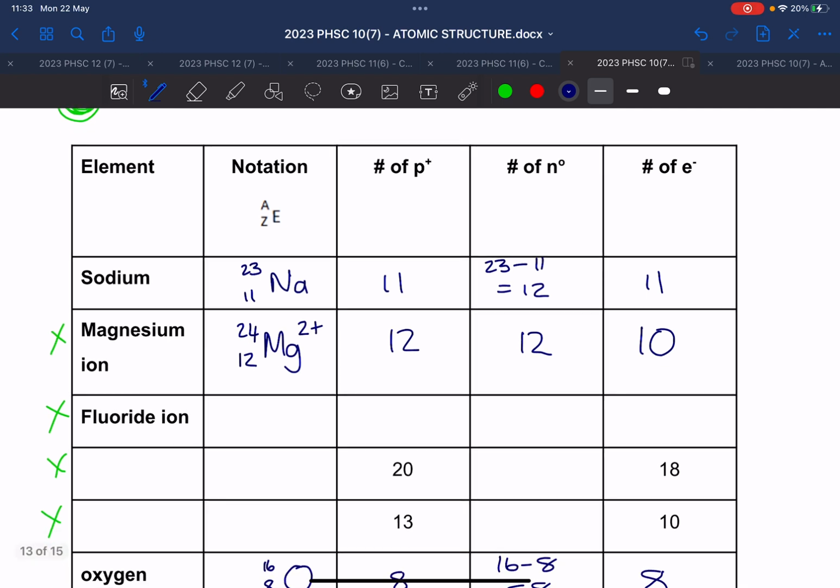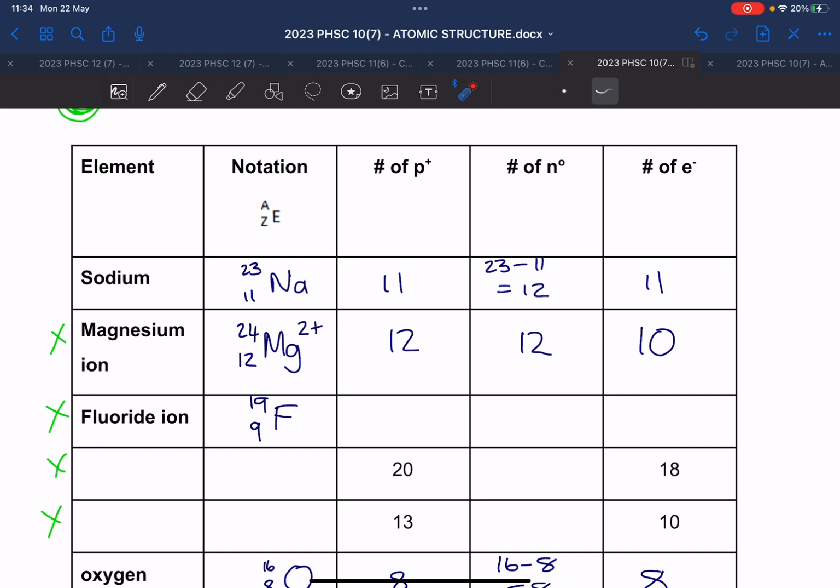Okay, let's look at the fluoride ion. Fluoride's symbol? Just an F. And the mass is? And the atomic number is? Okay, but when they said the fluoride ion, it means it lost or it gained electrons. What will it do? Lose or gain? Fluorine has 9 protons. It will gain. How many will it gain?